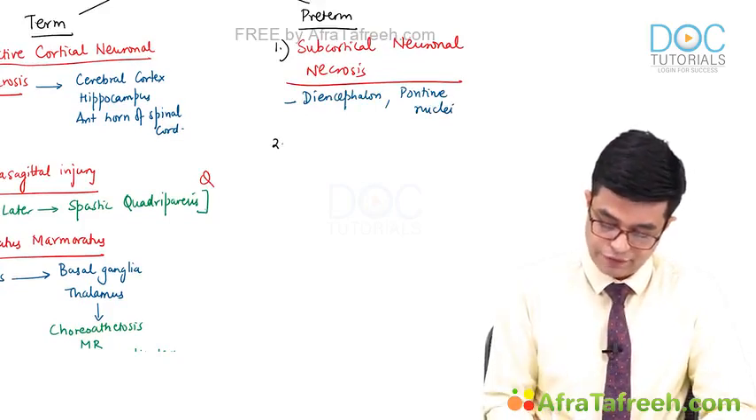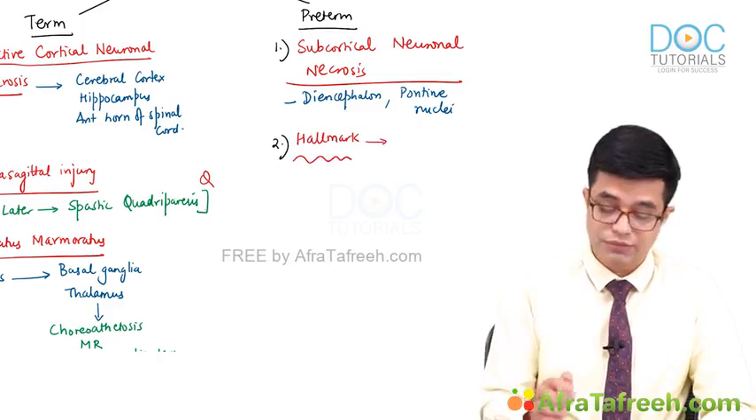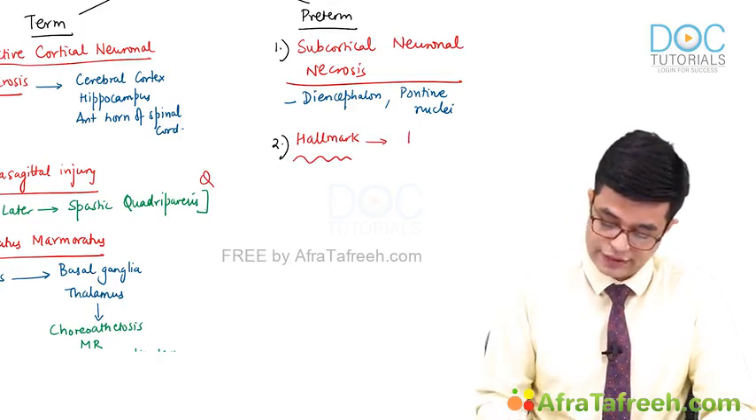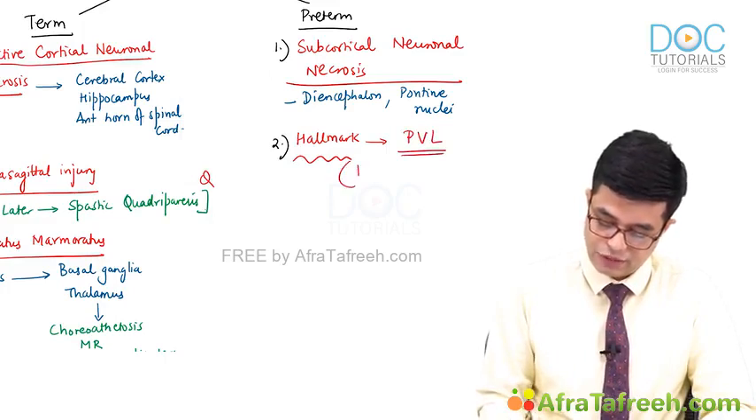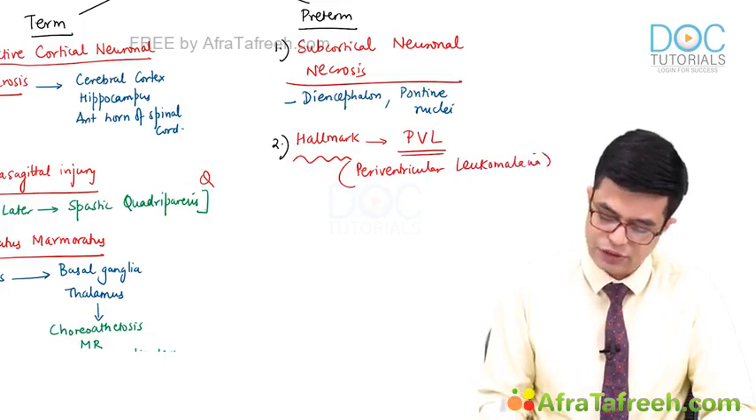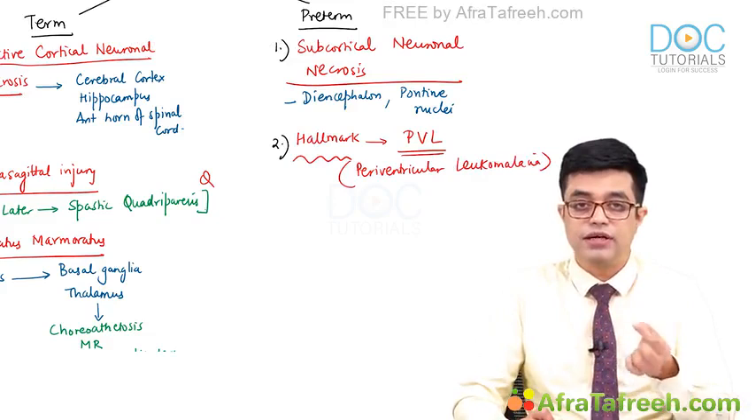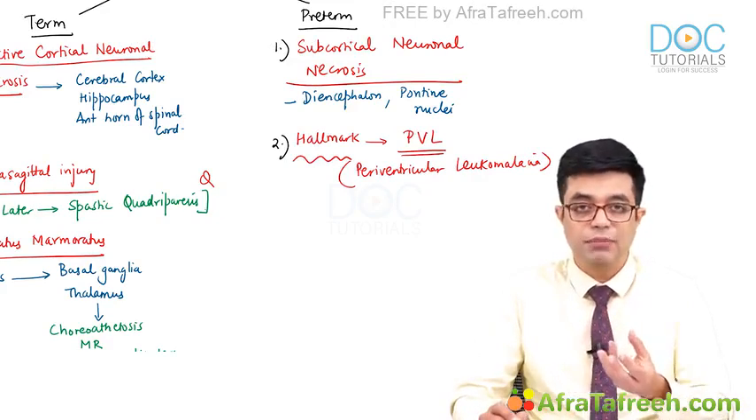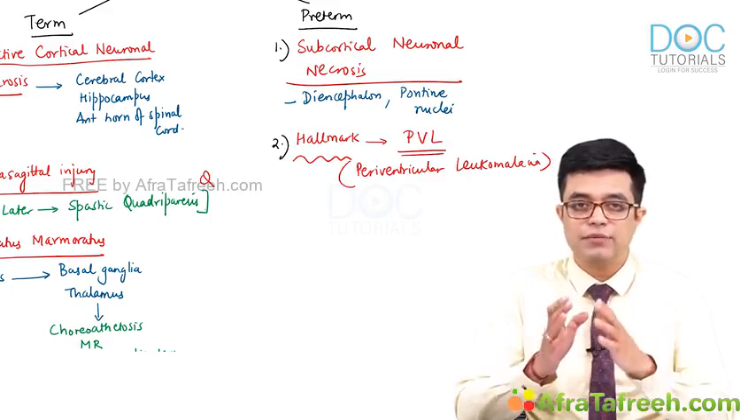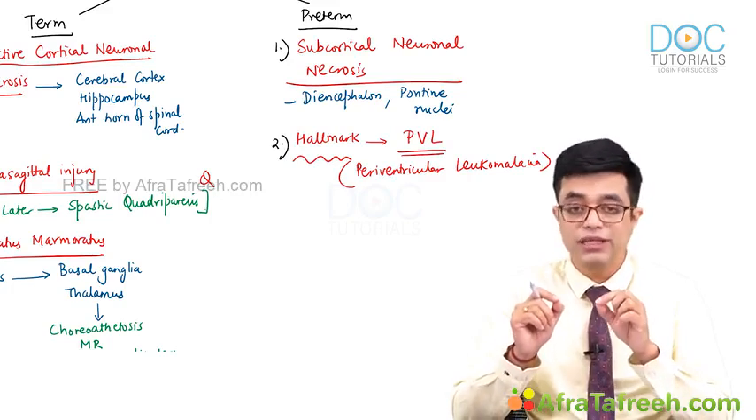The second feature, which is also considered to be the hallmark of ischemic damage in preterm babies, is a condition called PVL. PVL stands for periventricular leukomalacia. It is a tongue twister word, but very simple to understand. There are ventricles in the brain, so periventricular will mean around the ventricles. Leuco means white matter and malacia means damage. So damage to white matter only around the ventricles of the brain is called periventricular leukomalacia.